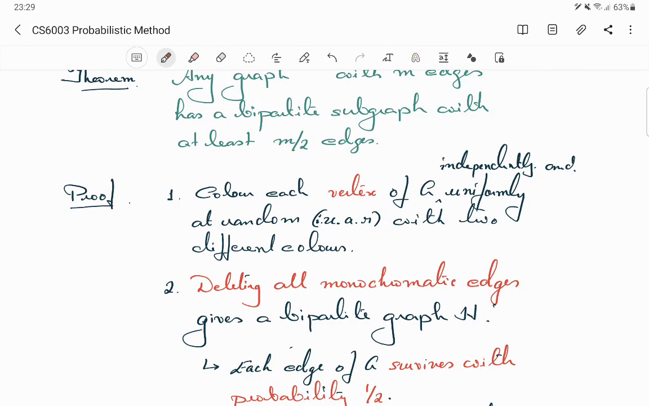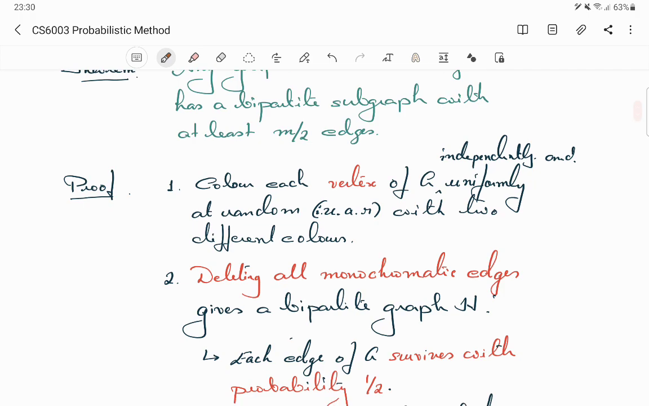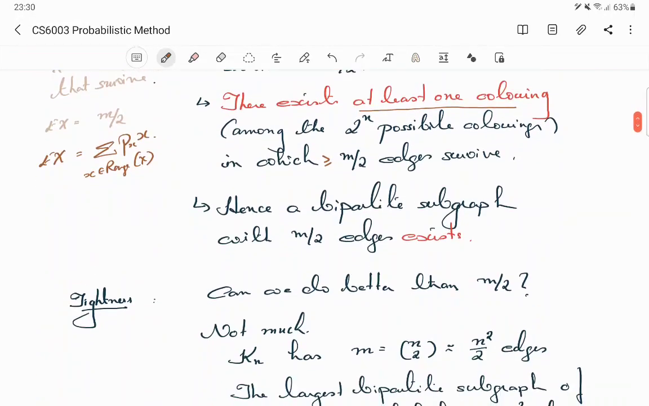So you can analyze that probability. It's going to be a significant value, but if you are ready to live with something like m by 2 minus a small factor, then with very high probability one can show that this random coloring will achieve a bipartite subgraph with m by 2 minus something like order of root m edges. But that requires a tighter concentration inequality kind of analysis.